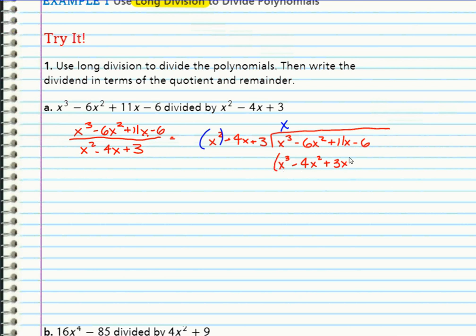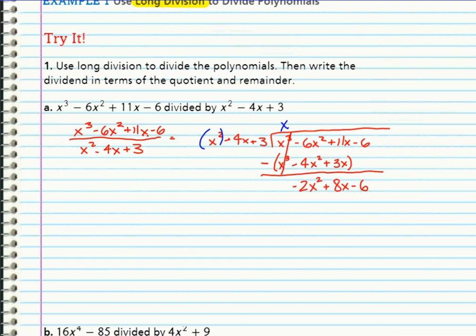And now I subtract. I made the first terms match, now I'm subtracting. This is just like long division of numbers. x cubed minus x cubed is 0. That's what I wanted to happen. They cancel. That's what was supposed to happen. Negative 6 minus a negative 4. Be careful there. It's minus a negative. So negative 6 minus a negative 4 is plus 4. Gives me negative 2x squared. 11 minus 3 is plus 8x. And then negative 6 minus 0 is still negative 6.